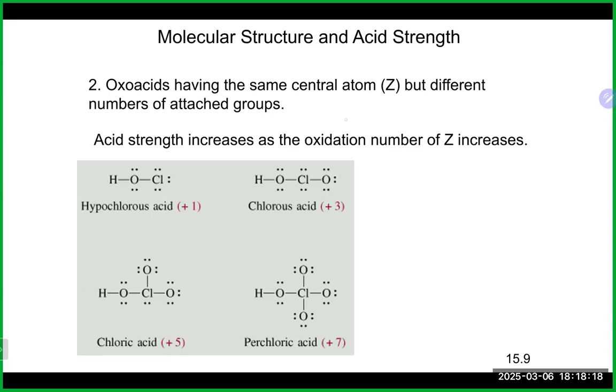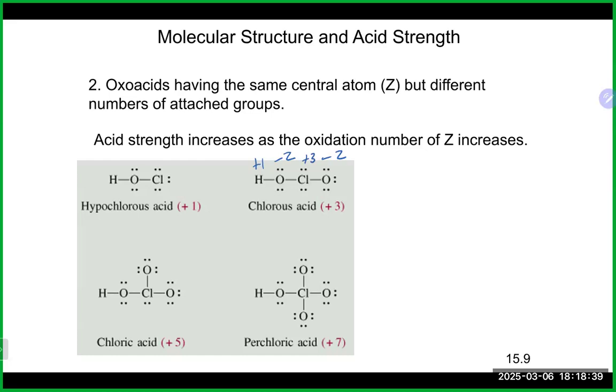So once again, starting here at top right, oxygen is -2. This oxygen is -2. This hydrogen is +1. That's -2, -2 is -4. +1 is -3. That is how we get to the +3 here, as the overall charge is 0.